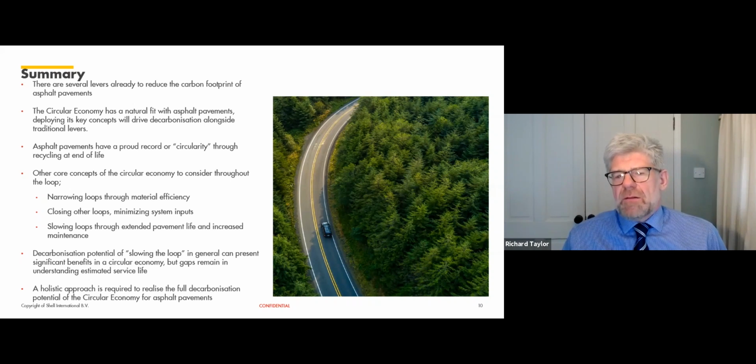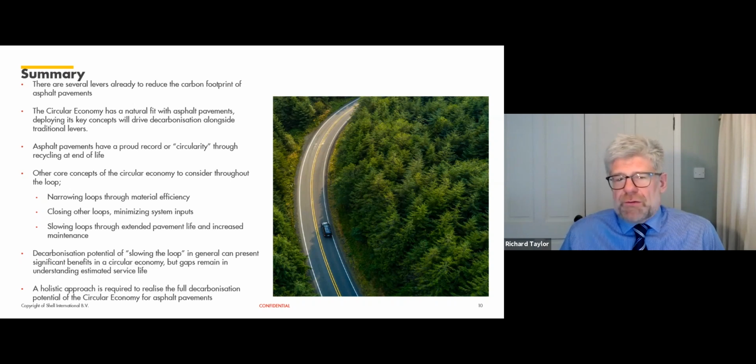However, if we turn our attention then to the circular economy, the two are obviously closely linked in terms of the circular economy's ability to reduce CO2 and other environmental burdens. It has a very strong natural fit with asphalt pavements. It's very clear that the recyclability of asphalt, the need to prolong life through longer lasting materials, as well as increased maintenance and more care for our roads in general, is going to very much slow down the loop, and it's going to make that more efficient, and in essence it's also going to help on the decarbonisation.